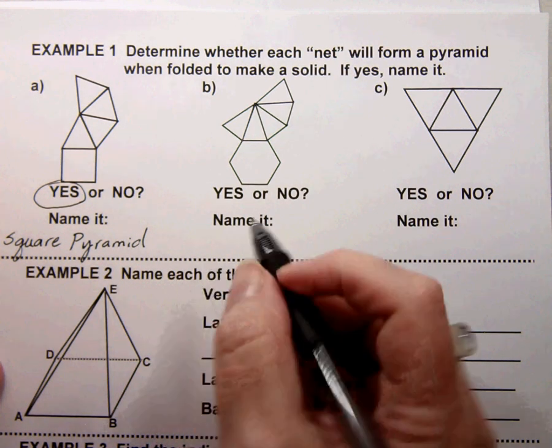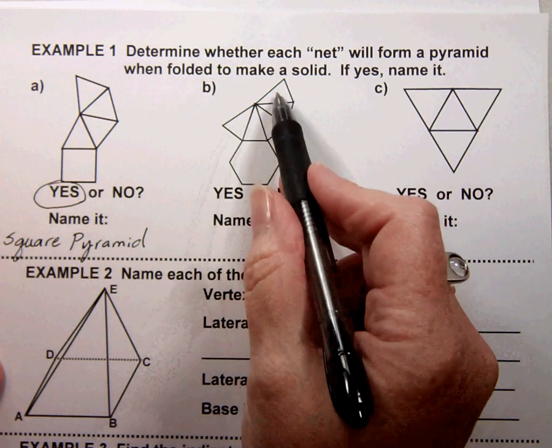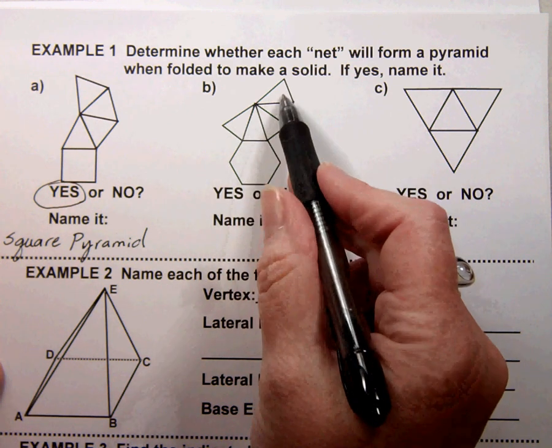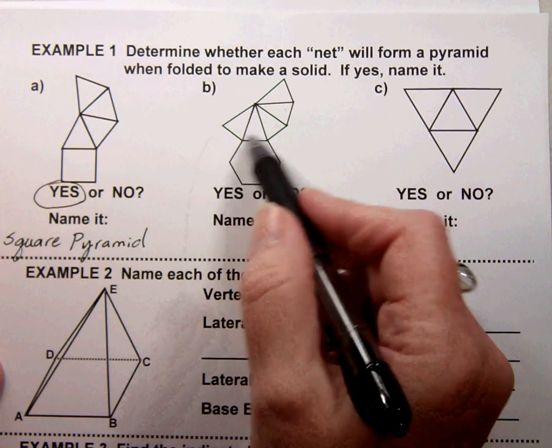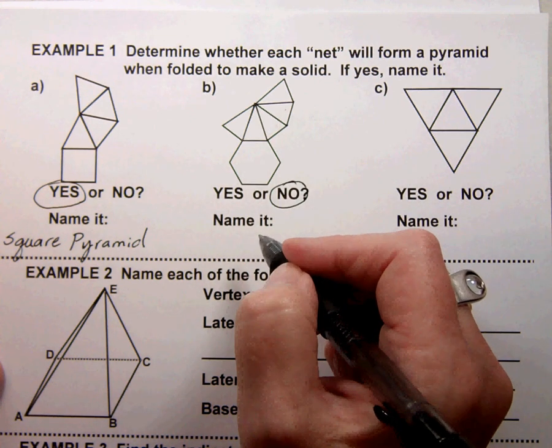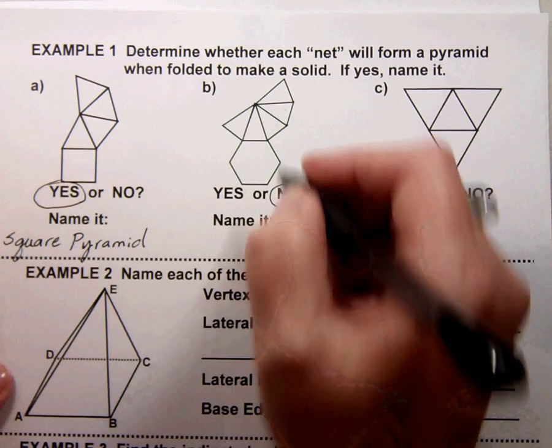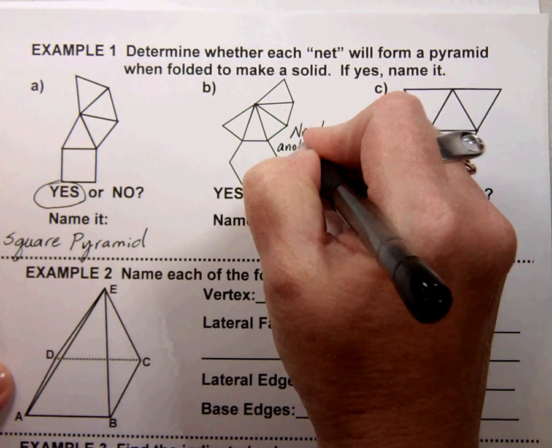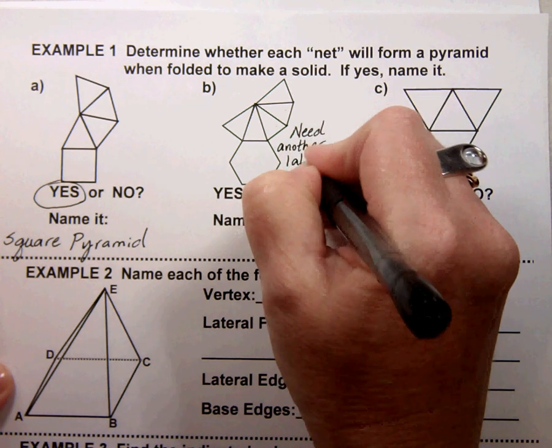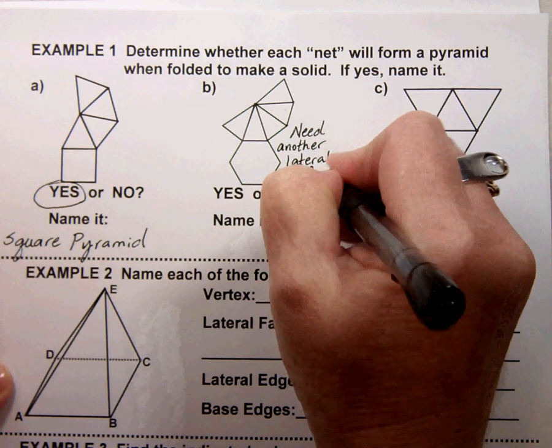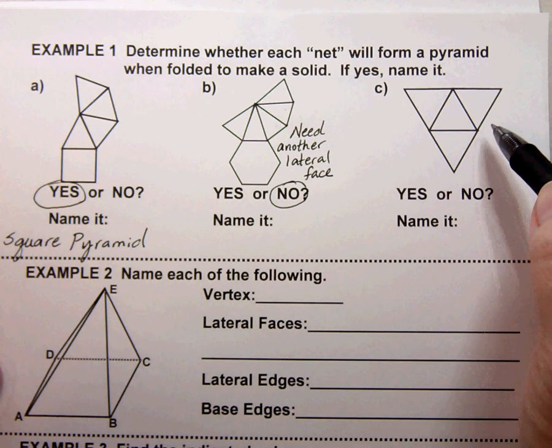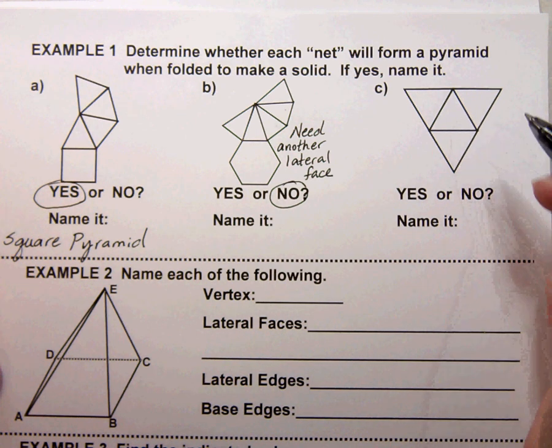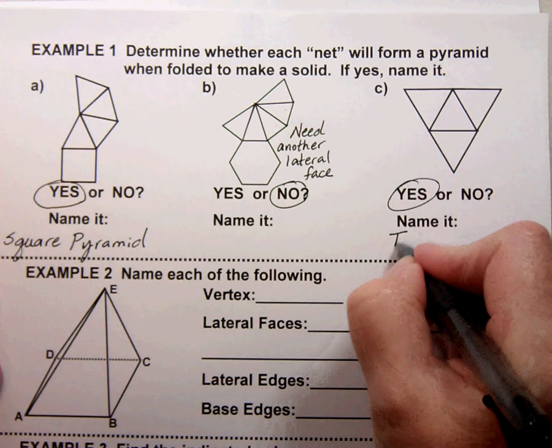Okay, look at the next one. The base on this one would be a hexagon. It's got triangles here, so we can count them, and if you count the triangles, there are only 5, and there are 6 sides. So this would not make a pyramid. It needs at least one more lateral face. Let's put that on here. You need another lateral face. Alright, this next one, because it's got a triangle in the center, that means that's the base. It's going to be a triangular pyramid. This will make a triangular pyramid.